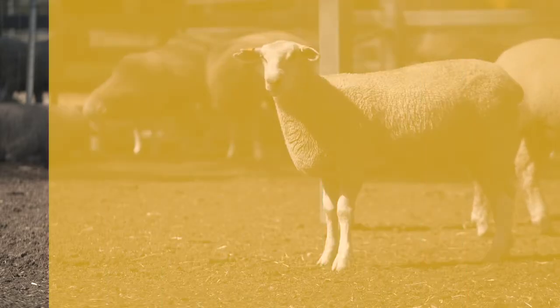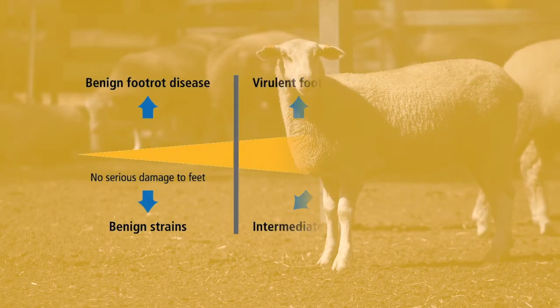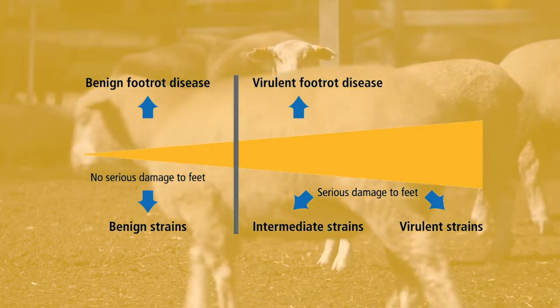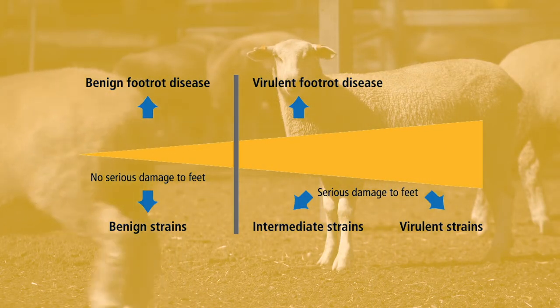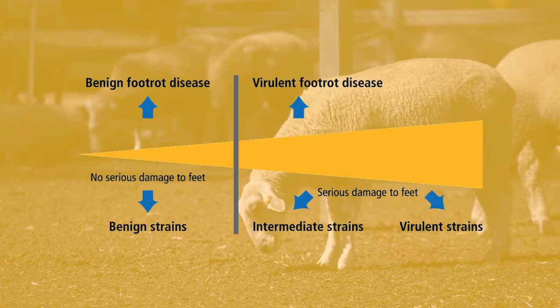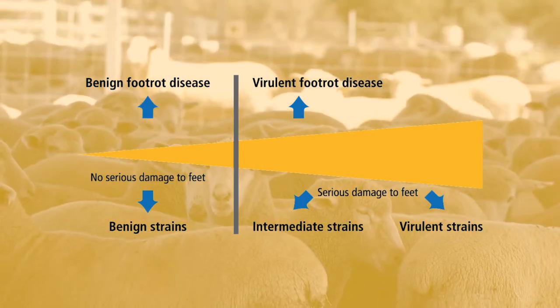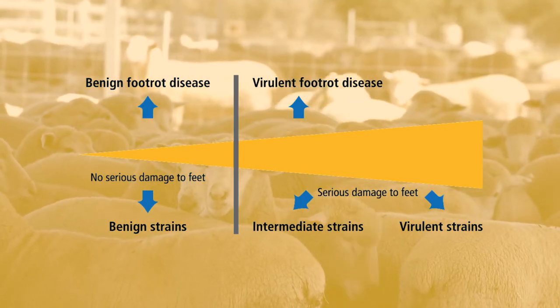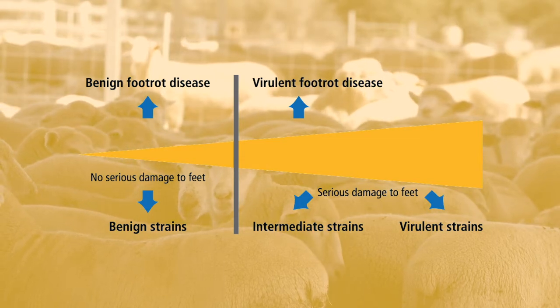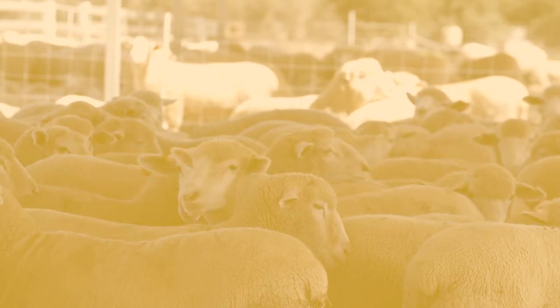There are many strains of the foot rot bacteria which vary in their ability to cause disease. Some strains never cause serious foot rot in sheep regardless of the environmental conditions. These are called benign strains. Other strains cause severe foot rot lesions and spread rapidly in warm, moist environmental conditions. These are called virulent strains. In between these two extremes, there is a complete range of strains based on their ability to cause foot rot. All these bacteria look identical under the microscope.